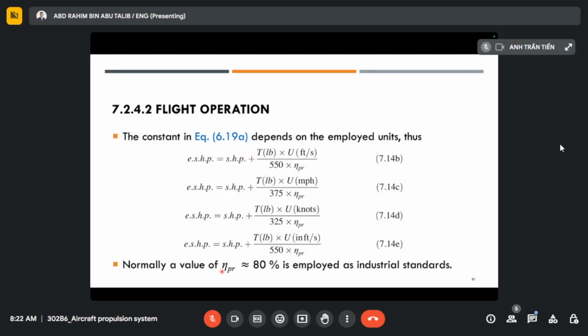Normally, a value of the propeller efficiency, zeta PR, is roughly around 80%, which is employed as the industrial standard. It is very rare that we have very high propeller efficiencies, 99% or 95%. So normally they will take it as 80% propeller efficiency.